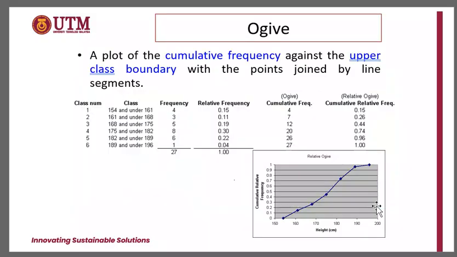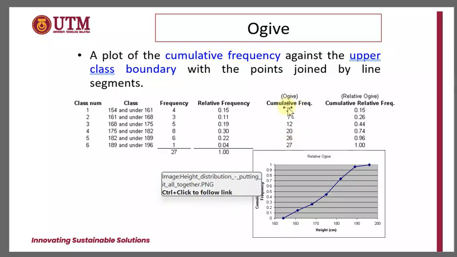Here is another example. This is about the frequency, and this is the relative frequency of this frequency that you have, and this is the classes. Here you have cumulative frequency. Cumulative frequency, how can we compute it?